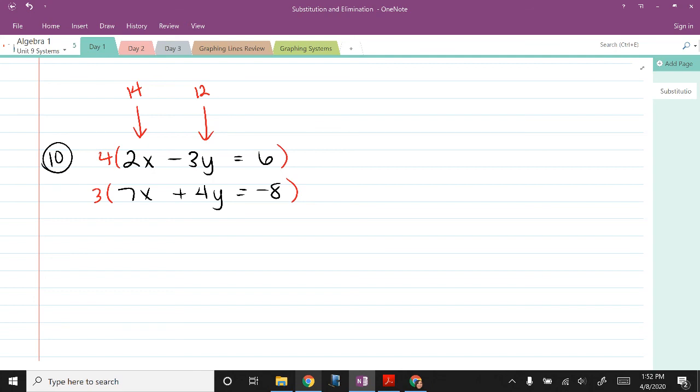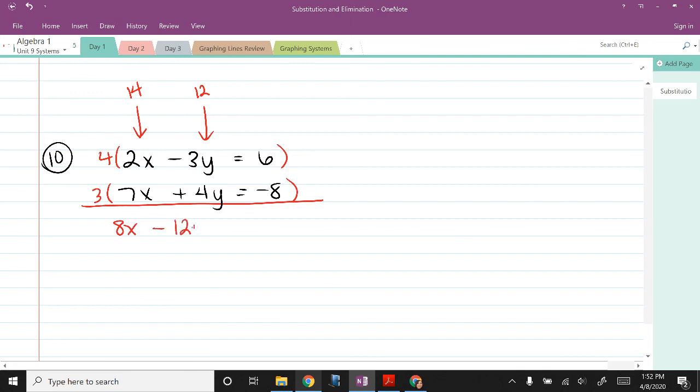So first row, I'm multiplying everything times +4. So 4 times 2x is 8x. 4 times -3y is -12y. 4 times 6 is 24. Then I'm going to multiply the second row by 3. 3 times 7x is 21x. 3 times 4y is +12y. And 3 times -8 is -24.